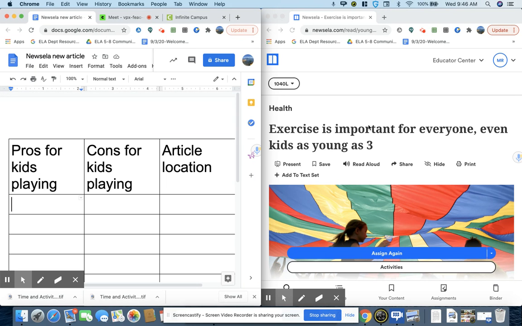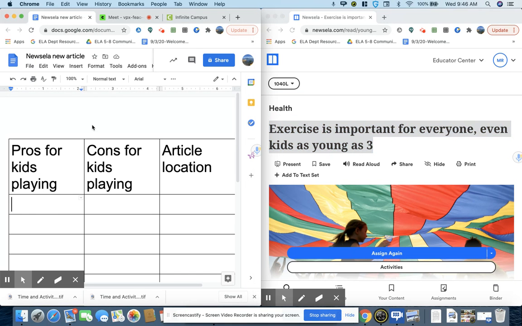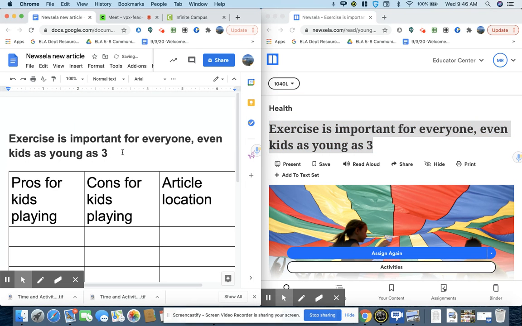All right, so we're going to write the top of the article. You can copy and paste it or type it. It's probably easier to copy and paste it. So this is the name of the article. Make sure you have it there so you know where you get this from. We're just going to read this article as I'm going through it. Again, we've done this before. We're just going to put the reasons for why someone would or wouldn't play competitive sports. So this is about little kids.